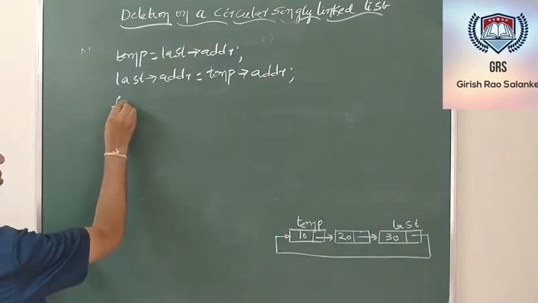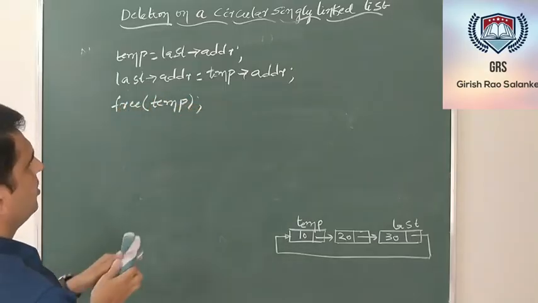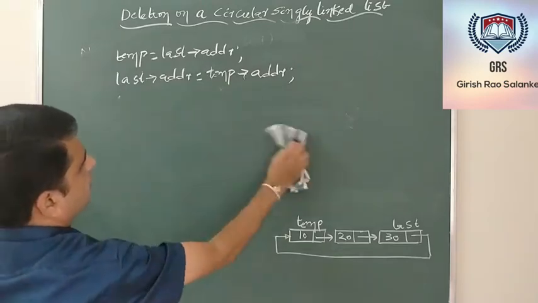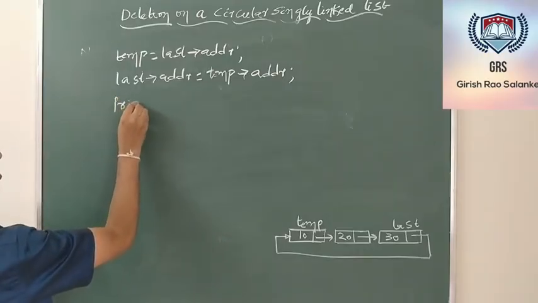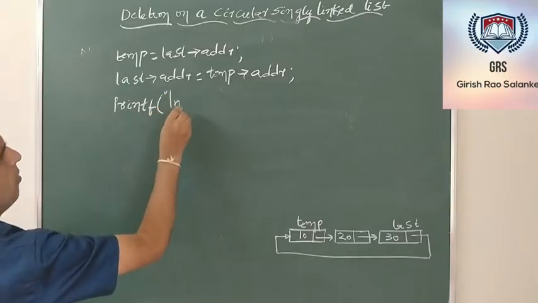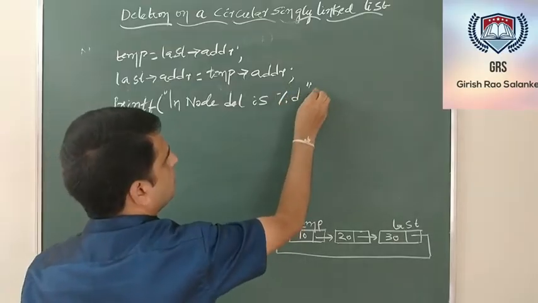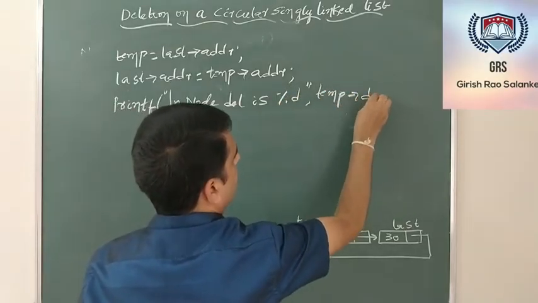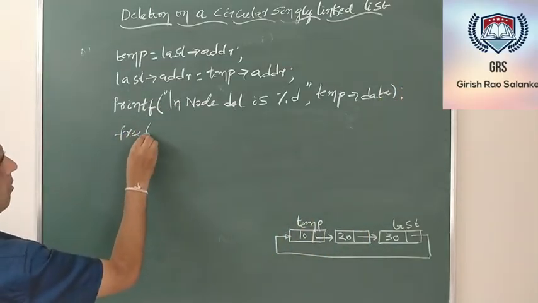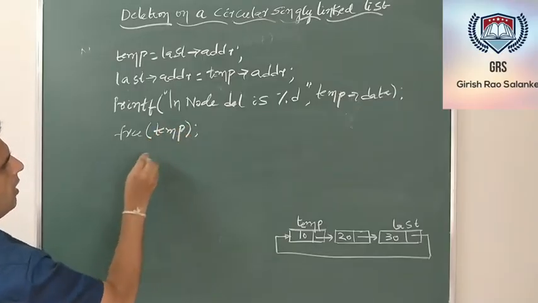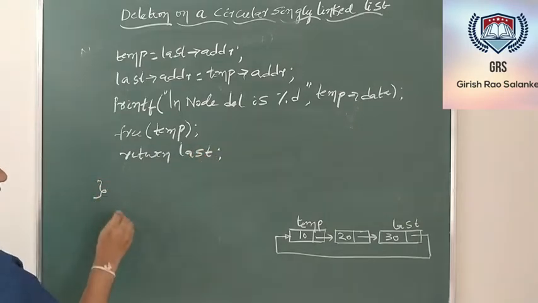Now free temp. Maybe before freeing temp, let me print: Node deleted is %d, which is nothing but temp of data. Free temp, return the address of the last node. Close the function and deallocating it.